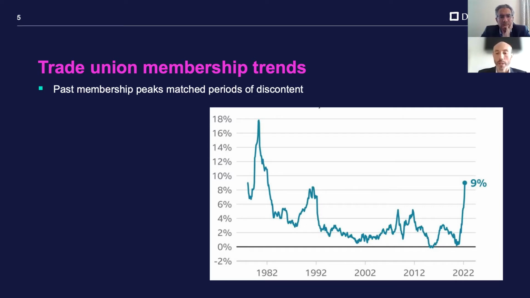But then, of course, we get to 2022. And as we all know, inflation is very much on the rise currently, with a significant rise in recent times, up to current 9%.